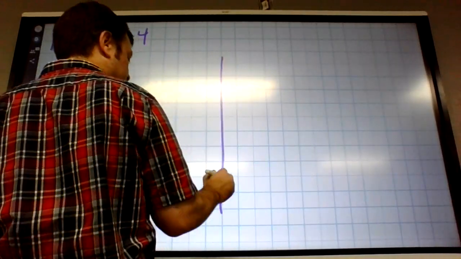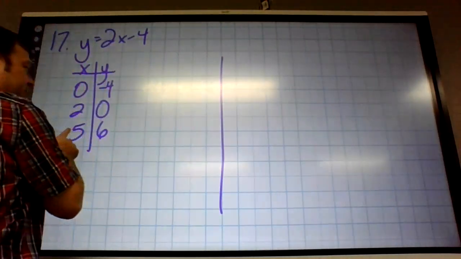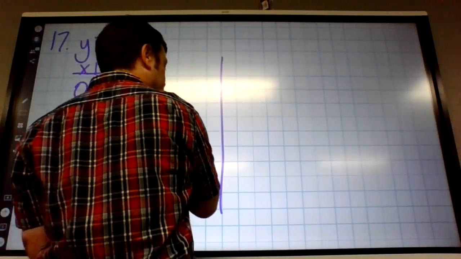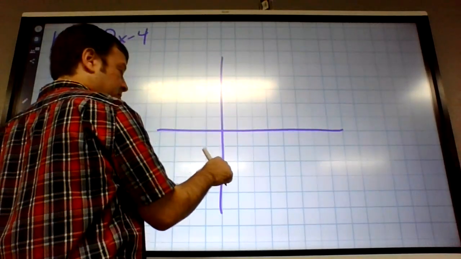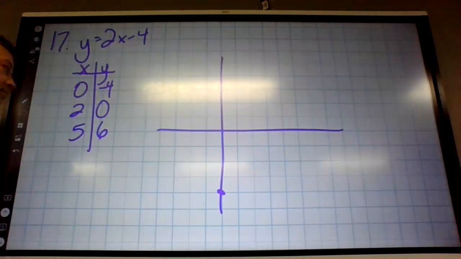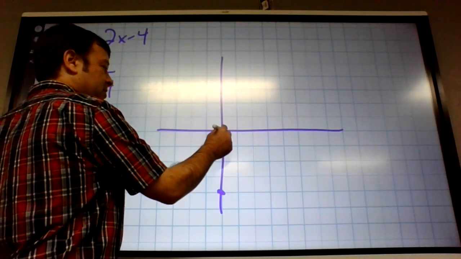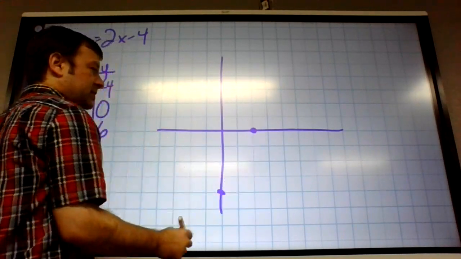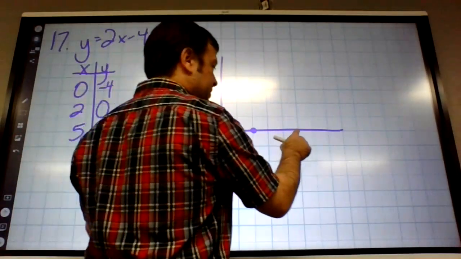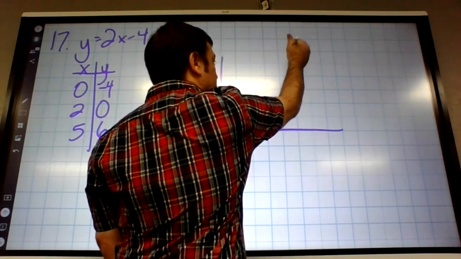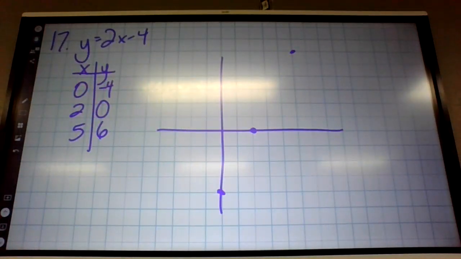So on the graph, it's kind of going from 0, negative 4. 1, 2, 3, 4. Where's 2, 0 at? 2 to the right, and then 5, 6. Do we connect the dots? No, because the domain is limited to just those 3 points, not every point.